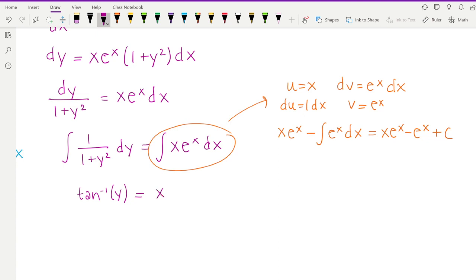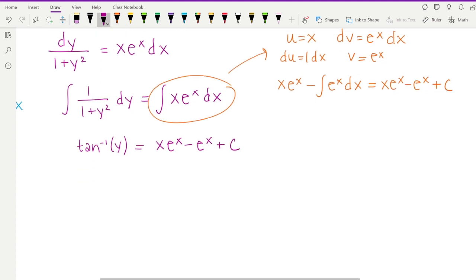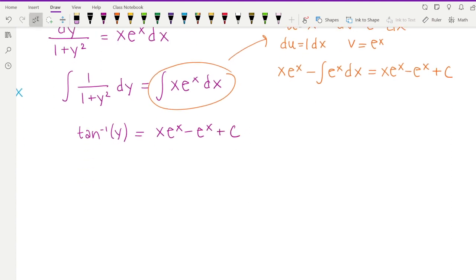So, okay, let's put that in on this right-hand side. We have x e to the x minus e to the x plus c. So now we just need to solve this equation for y. So how would we isolate y in this case? Well, we basically want to undo inverse tangent. So what would be the kind of function that undoes inverse tangent? Well, it would be tangent, right? So if inverse tangent of y is equal to all of this stuff, that would mean that y is equal to tangent of all this stuff.